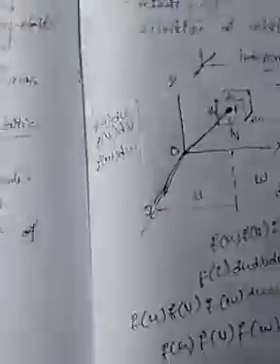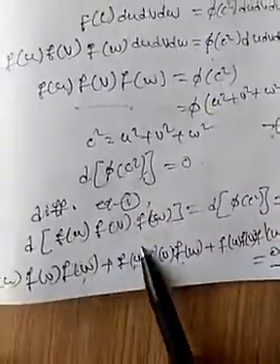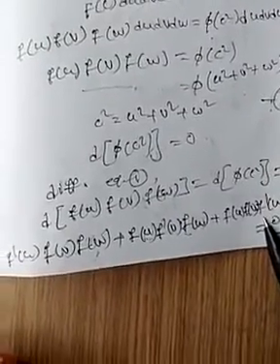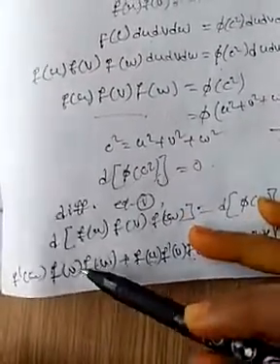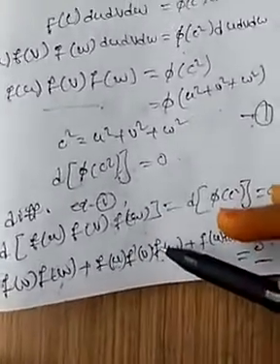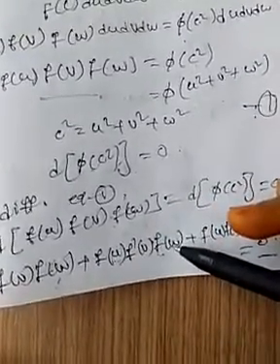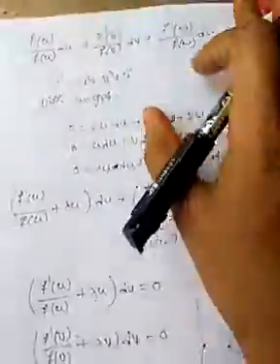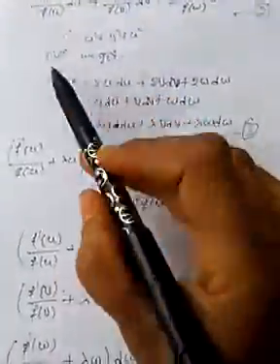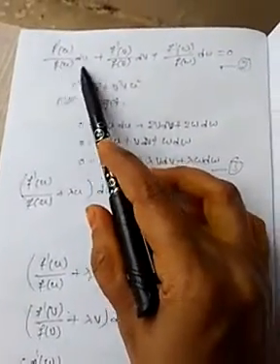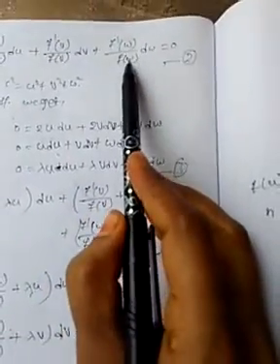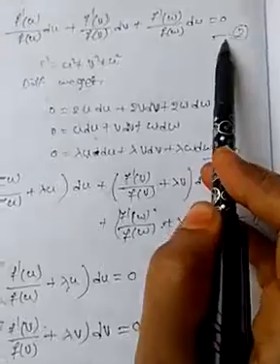And next we are dividing this equation by f of u, f of v, f of w. Then in the first term f of v, f of w gets cancelled, in the second term f of u, f of w gets cancelled, and in the last term f of u, f of v gets cancelled. Hence we obtain f dash u by f of u du plus f dash v by f of v dv plus f dash of w by f of w dw equals 0.